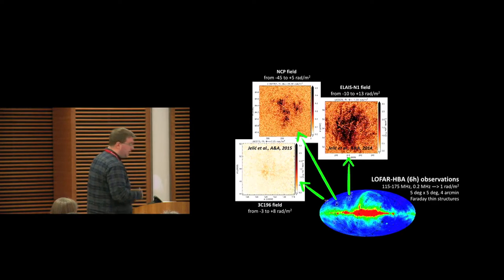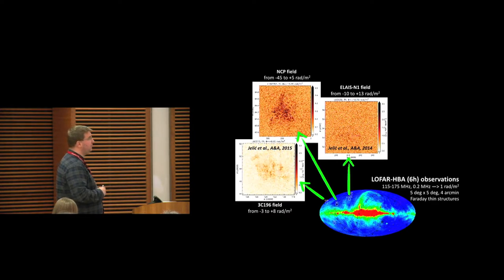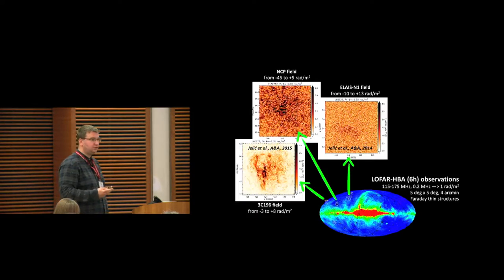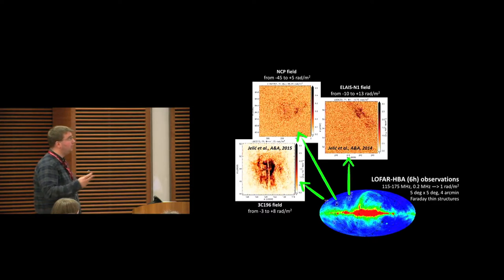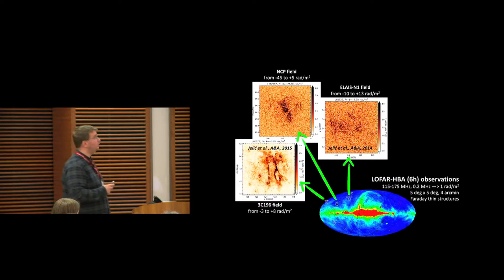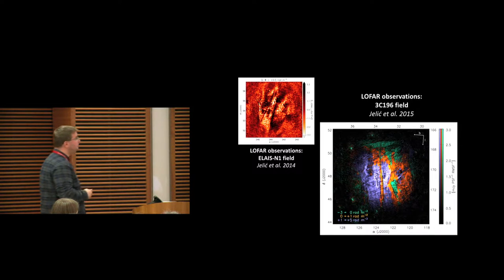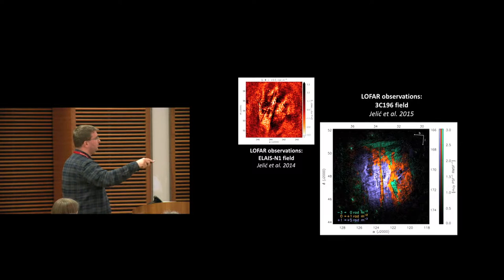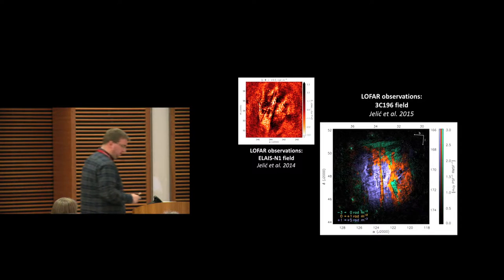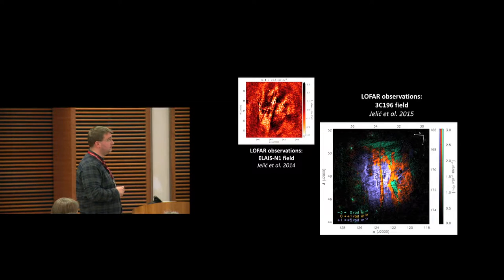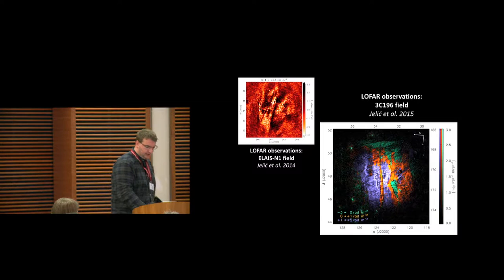But even if we take a closer look at the structures that we see, you will immediately see that we see a lot of filamentary structures, which are also present in HI observations or dust observations. So for example, here you see all of these straight filaments in the Elias field, or for example in the 3C196 field, where we also have a very prominent and very straight filament right in the middle of the field. So now let's take a closer look at the 3C196 field and try to explain what we see here.